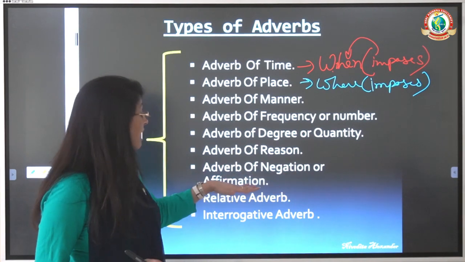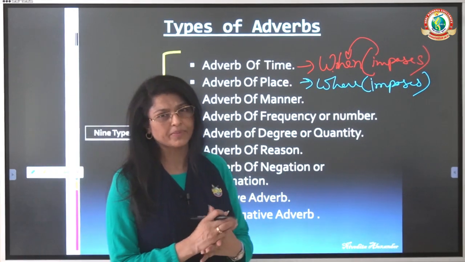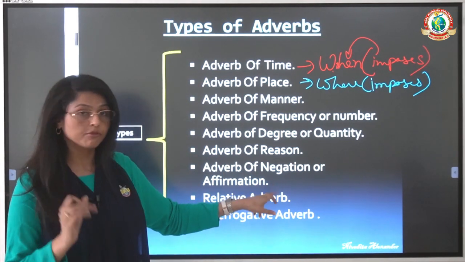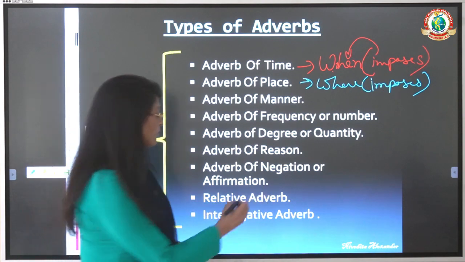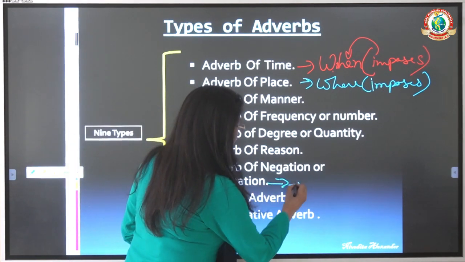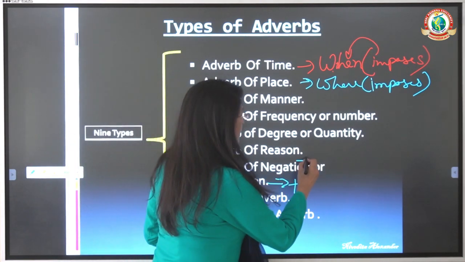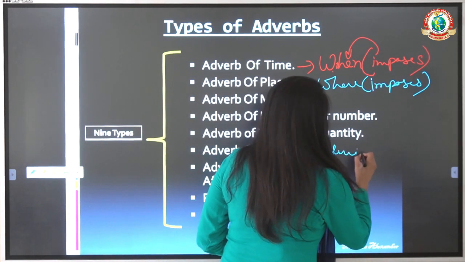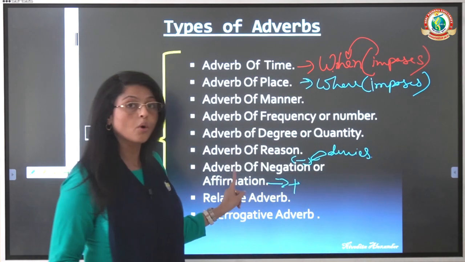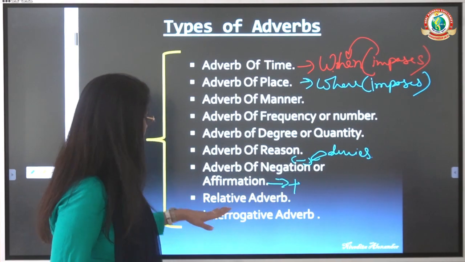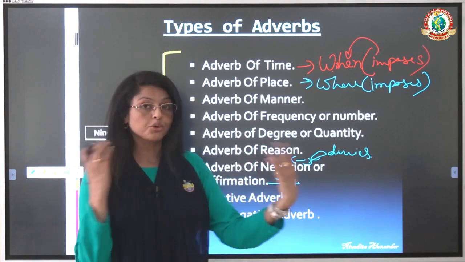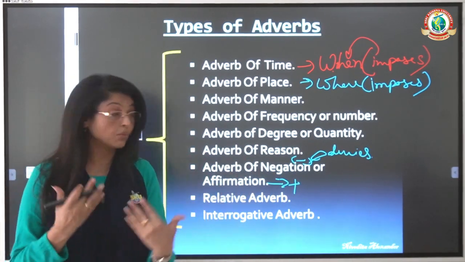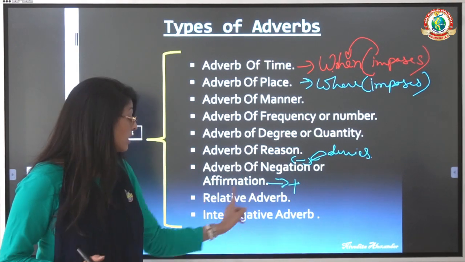Adverb of negation or affirmation, which confirms something or which denies something, okay? Affirmation is confirmation in a positive way. Affirmation is always a positive word, okay? And negation is a negative word which denies something or confirms something. Clear? Relative adverbs show the relationships, the words which show the relationship with the other words of the sentence, those are called relative adverbs.